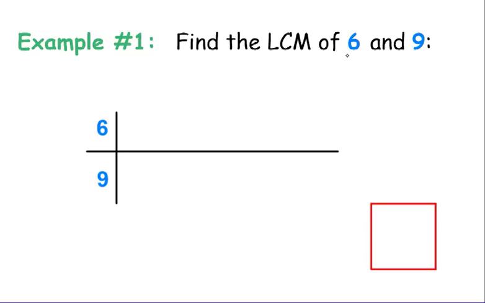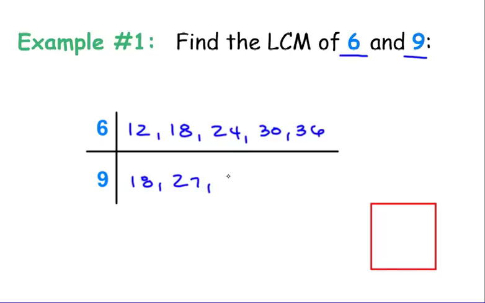So for the first example, we're going to find the LCM of 6 and 9, okay? So all I'm going to do is list out the multiples of 6 and list out the multiples of 9. And I'm going to stop when I have a number in common. So I have 6, 12, 18, 24, 30, 36, and I'm going to pause there and move down here. So I'm going to go 9, 18, 27, 36, 45, and I'm going to pause there.